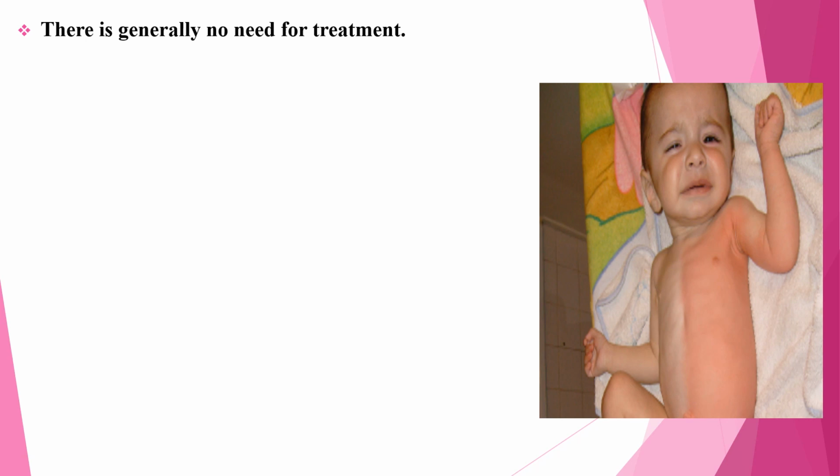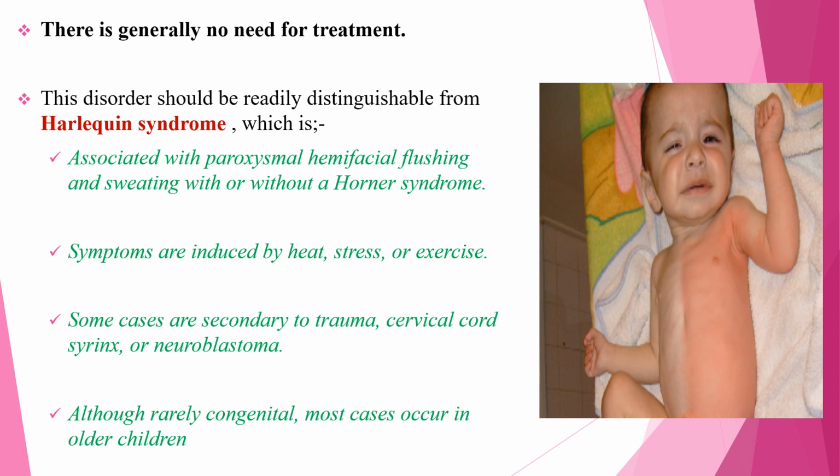There is generally no need for treatment in the case of harlequin color change, but we have to differentiate harlequin color change from harlequin syndrome, which is associated with paroxysmal hemifacial flushing and sweating with or without Horner syndrome. In the case of harlequin syndrome, unlike harlequin color change, symptoms are induced by heat, stress, or exercise, and some cases are secondary to trauma, cervical cord lesions, and some might be due to neuroblastoma. Harlequin syndrome mainly occurs in older children, although rarely it might occur congenitally.